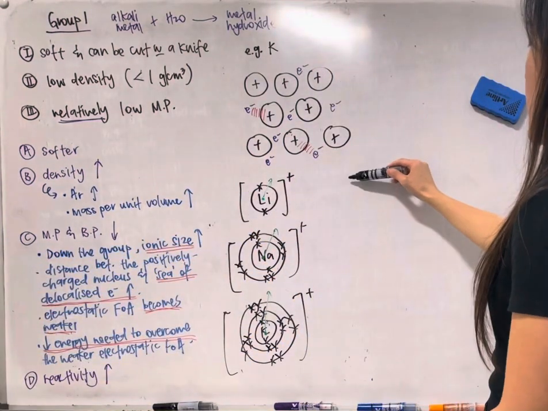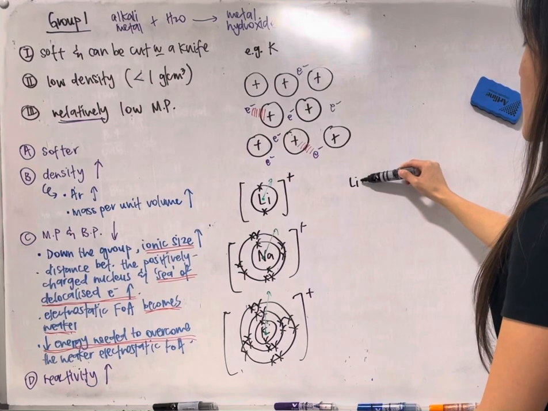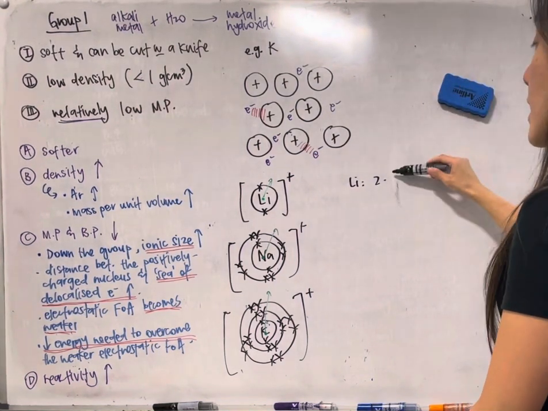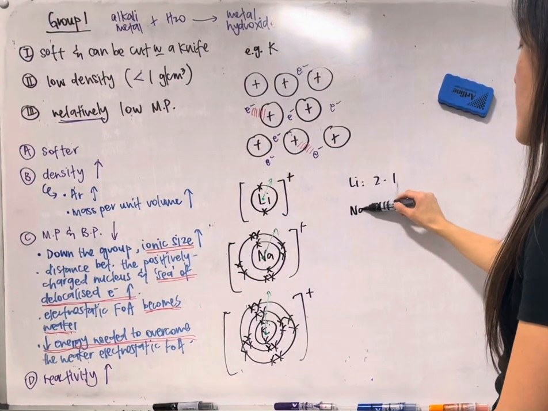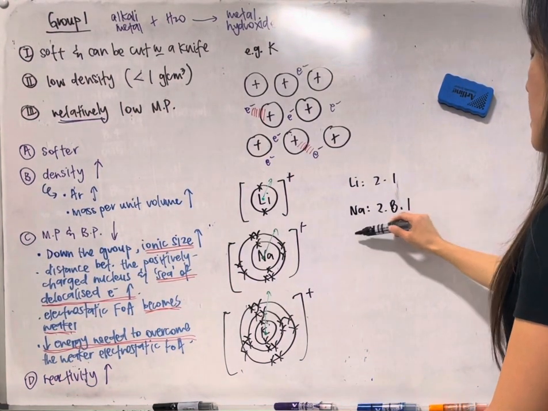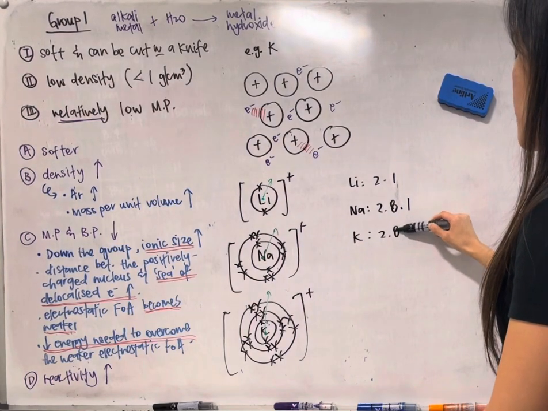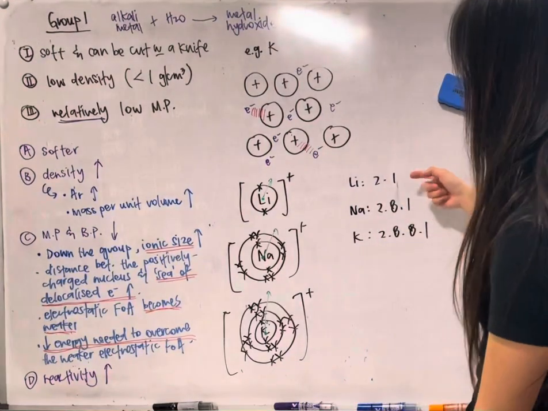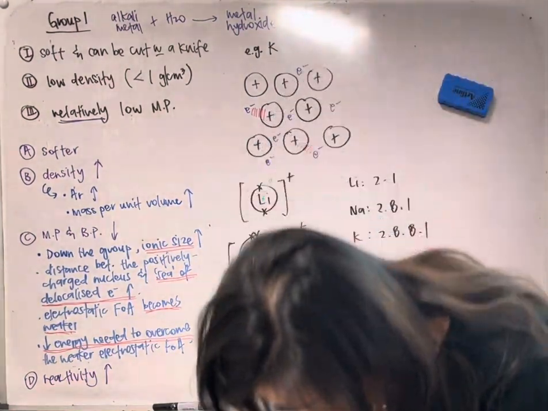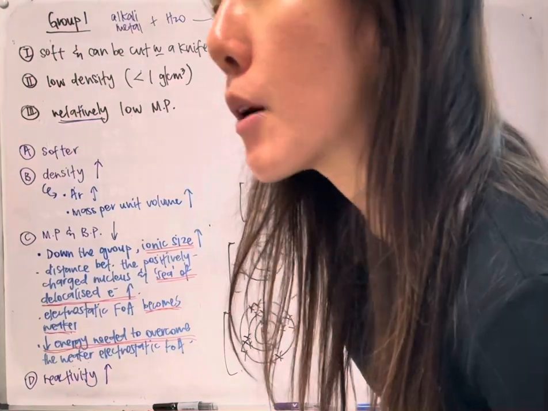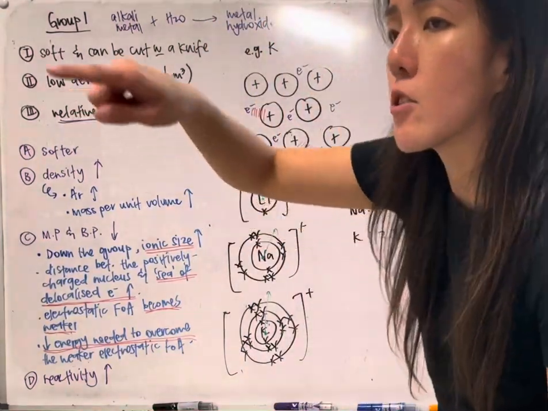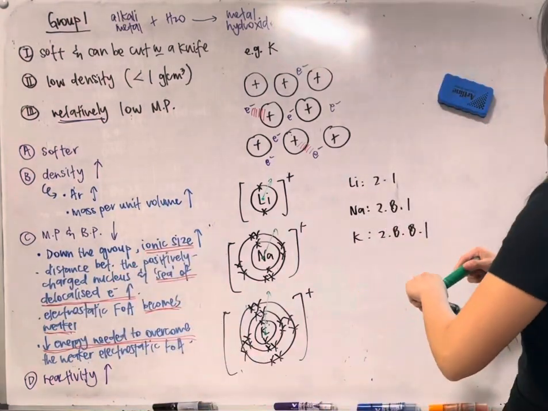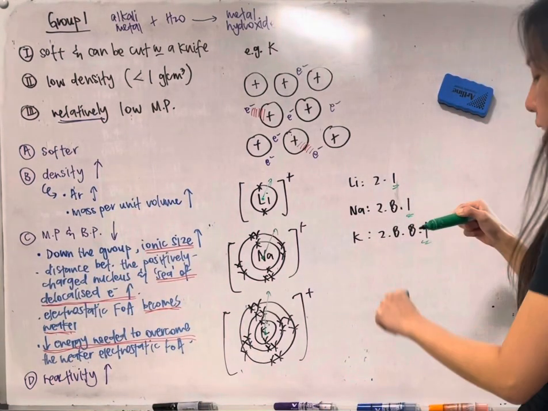I'm lazy to draw, but I will just draw here. Your lithium is 2.1 for atomic size. Sodium is 2.8.1. Potassium is 2.8.8.1. Do you see how the number of electron shells increases as you go down the group? But when you talk about reactivity, am I talking about delocalized electrons? No, because you're trying to lose the valence electron.